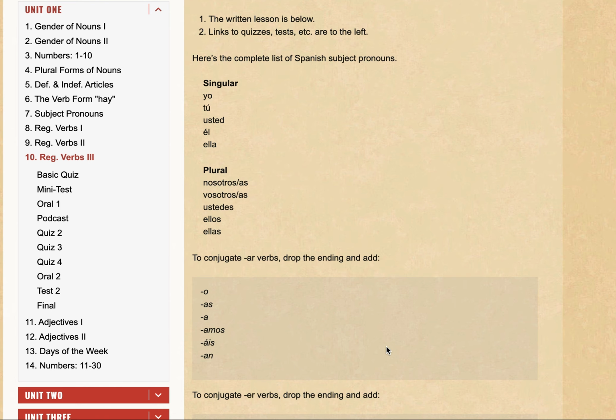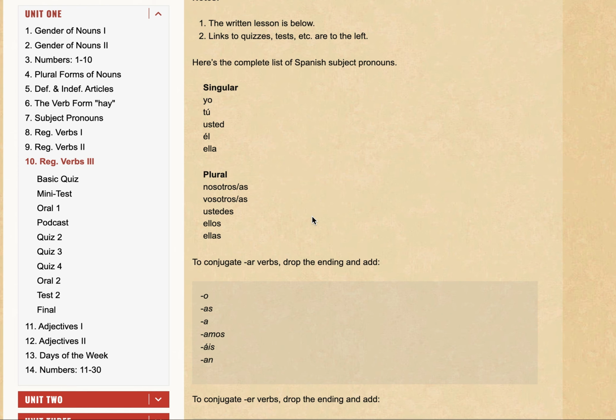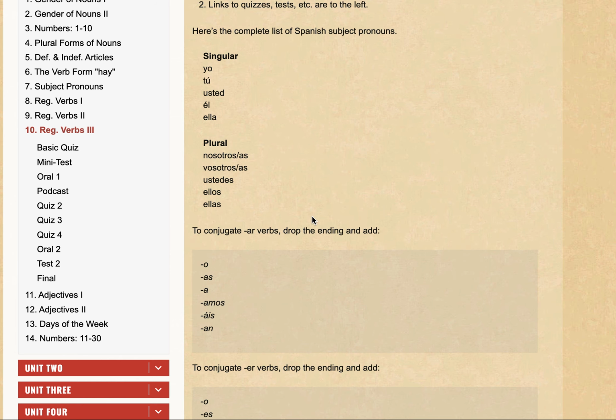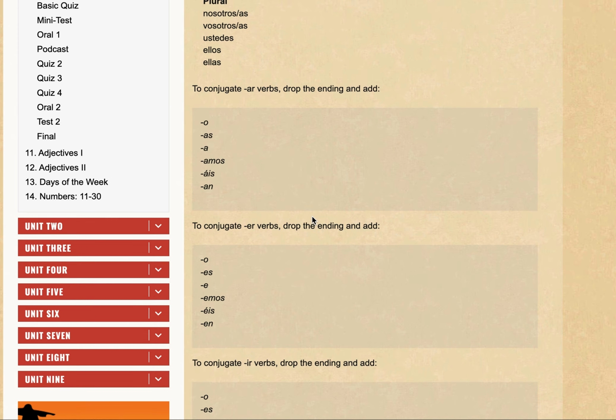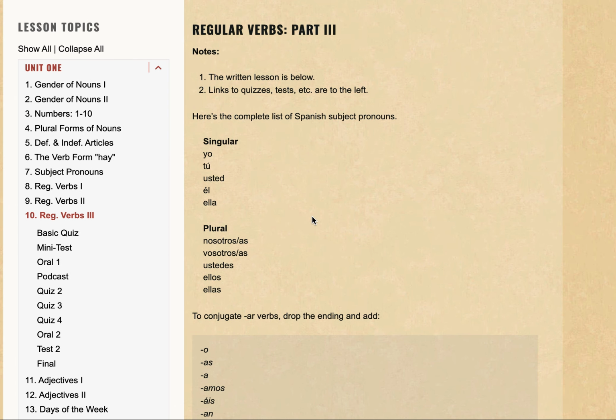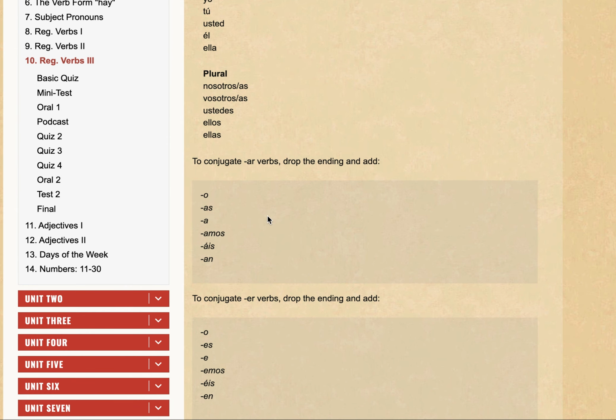So, in the past few videos, we have been going through regular verbs part 3, and so far, we have gone through the initial part of this section. This is basically trying to summarize whatever we have learned so far in terms of singular and plural subject forms, and the conjugation in terms of those three model verbs that we have been using, like comer.